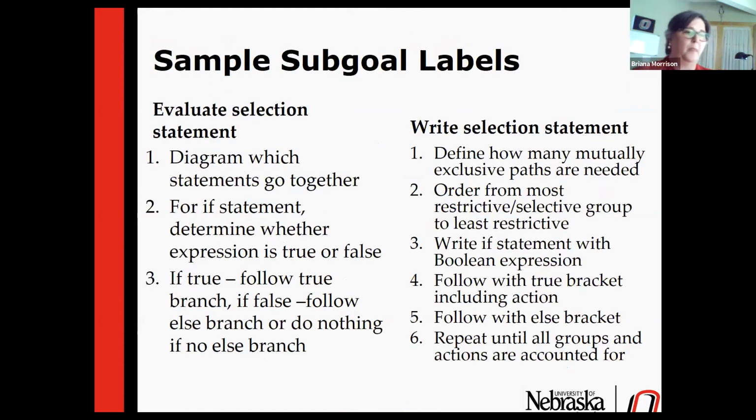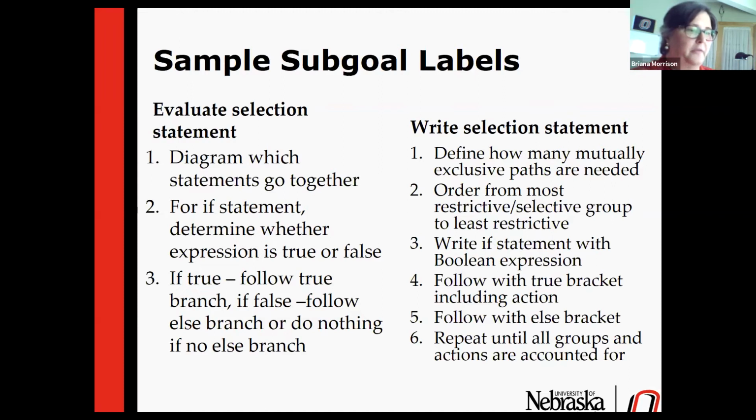So here is an example of 2 of the things that we did. For most of the topics, we divided it into 2 separate tasks, one of which is evaluating, which is typically what we do on exams. And the other is when you're actually writing one of those kinds of statements, which is typically what we ask them to do then in a programming assignment. So for evaluating a selection statement, there are 3 subgoals. For writing a selection statement, there are 6 subgoals, right? And the idea is we've tried to break down the individual steps of what a student would do when they want to do one of those.